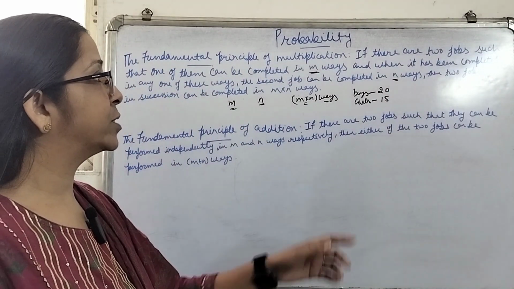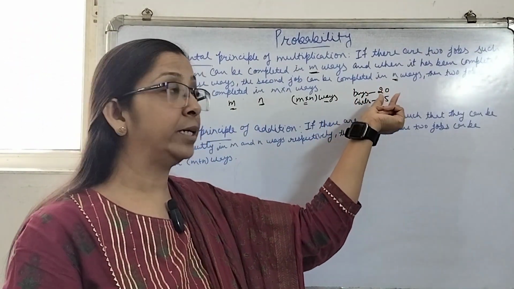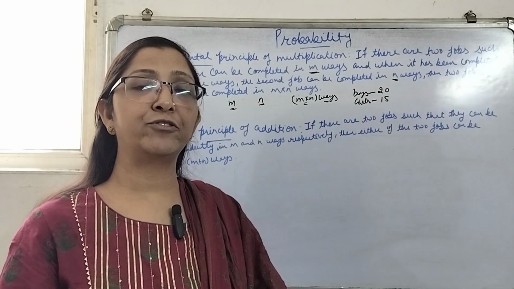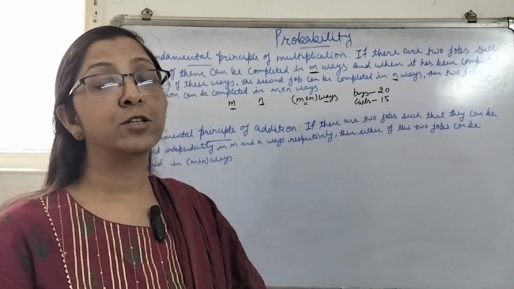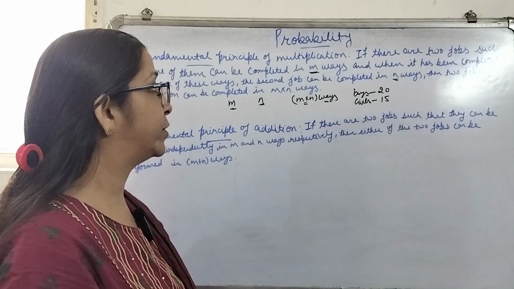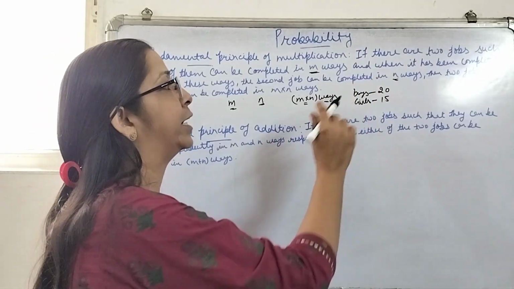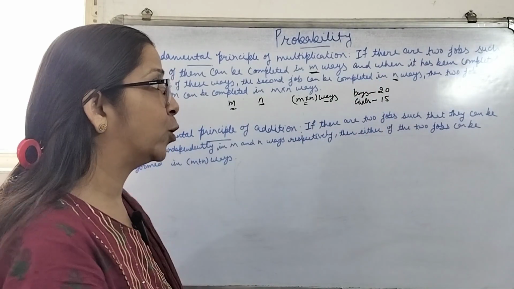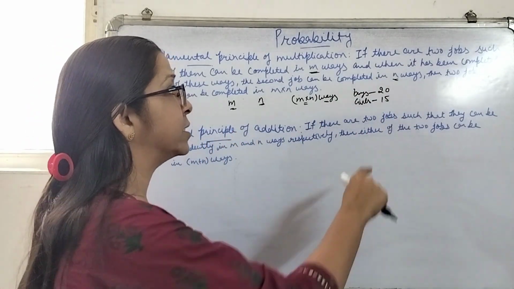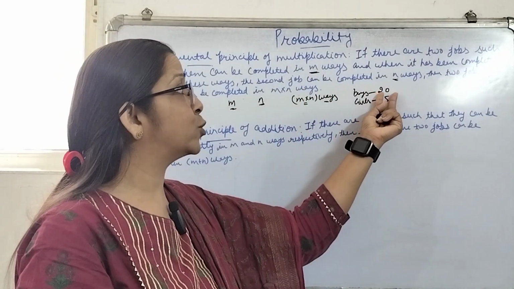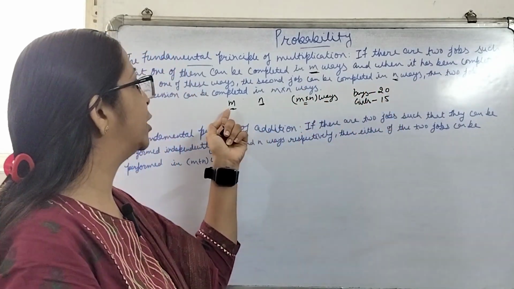Now the teacher has to select one boy out of these 20 and one girl out of these 15 to represent the class. So how many ways will there be by which the teacher can select one boy and one girl? Now see, over here two jobs are there. One is selection of a boy out of these 20. This 20 is your value of m.